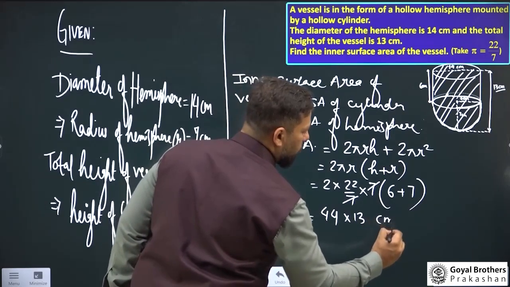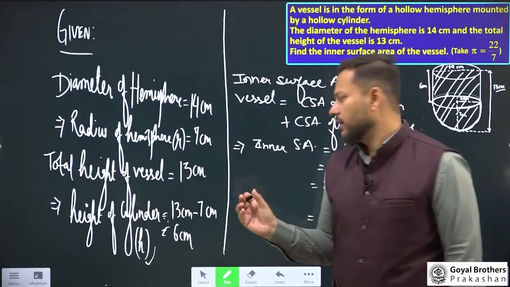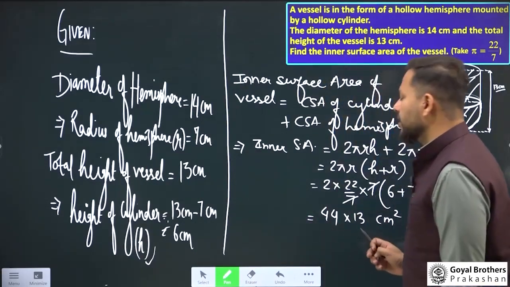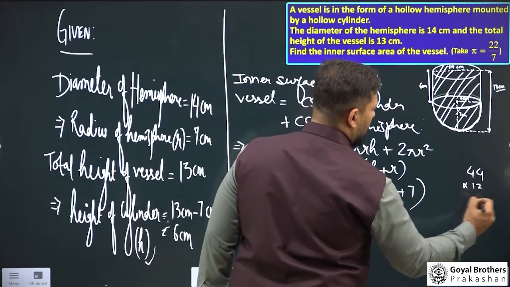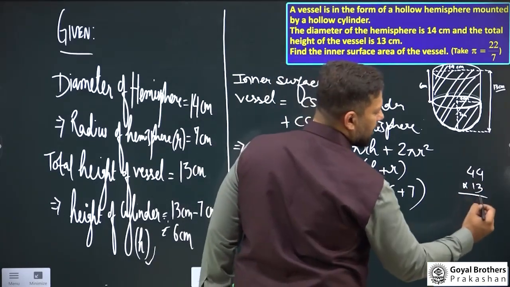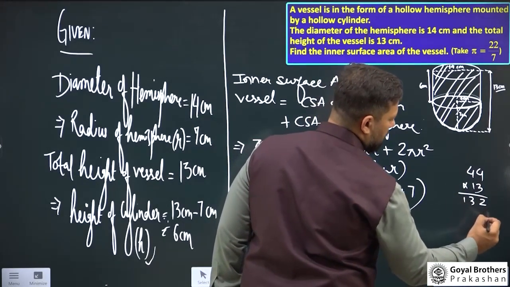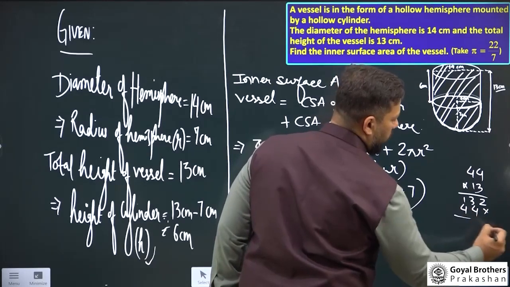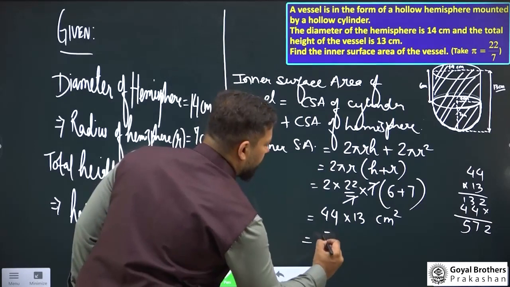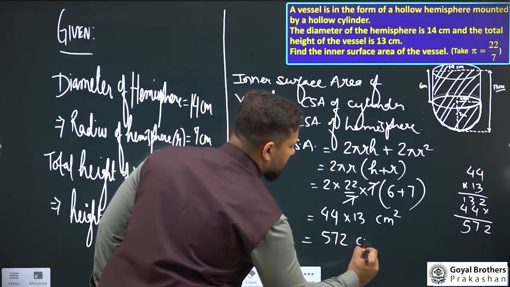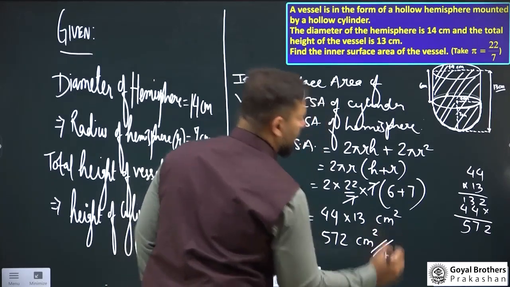This all is going to be in centimeter square, and if we want to find out the product of 44 and 13, it's quite easy. We can do it on the side. 44 times 13 will be how much? 3 times 4 is 12, carry forward 1, 3 times 4 is 12, so it is 13, 4, 4. So it is going to be 572 centimeters square. This is our required answer.